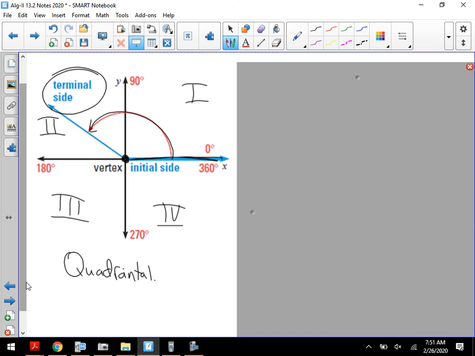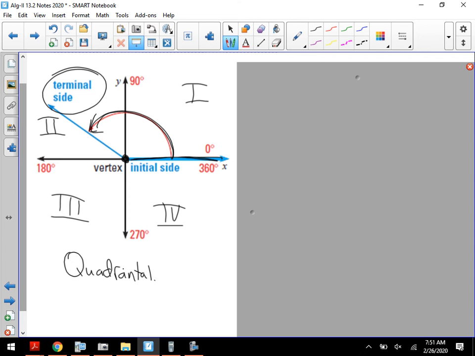Okay? So your terminal side will land, if it's positive, it goes counterclockwise. If it's negative, it goes clockwise. In geometry, we always talk about not having negative angles. I think you guys remember that. We said that there was no such thing. There technically was. It was just a different direction.